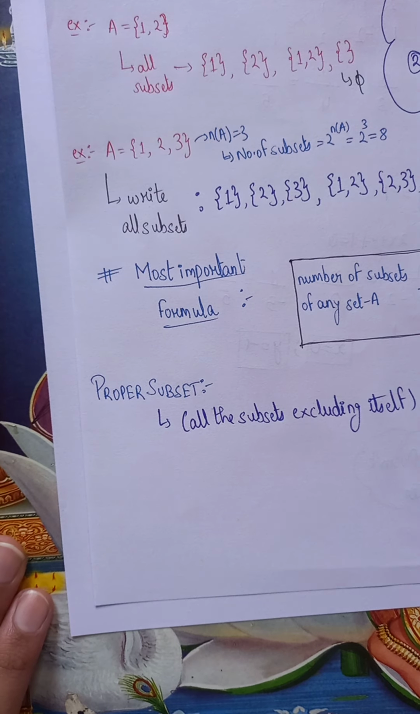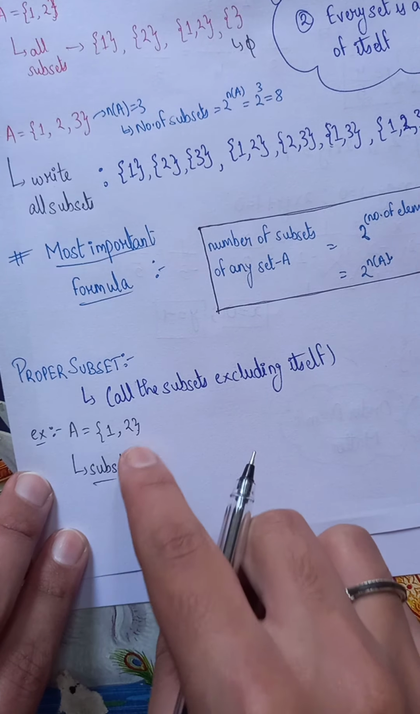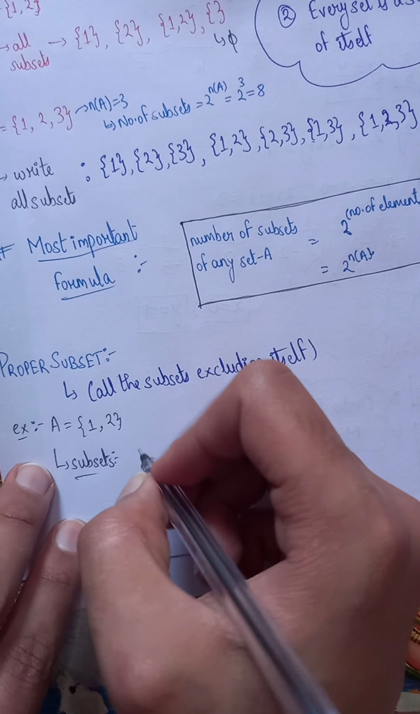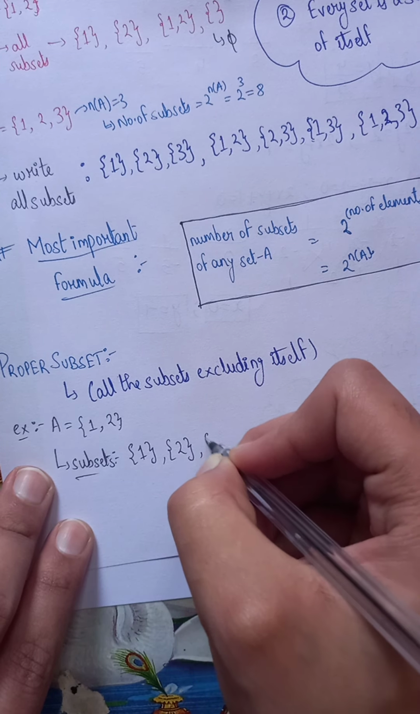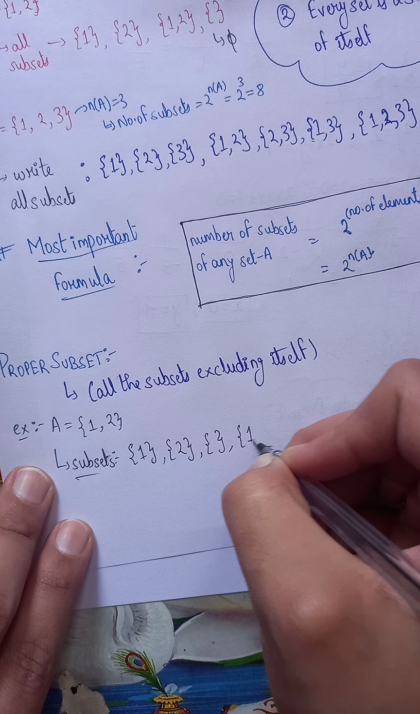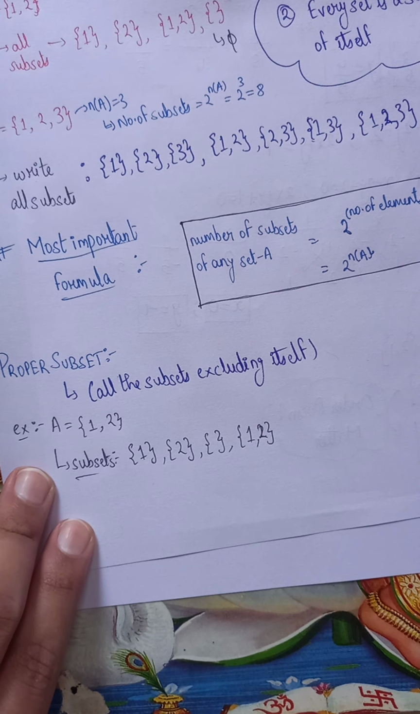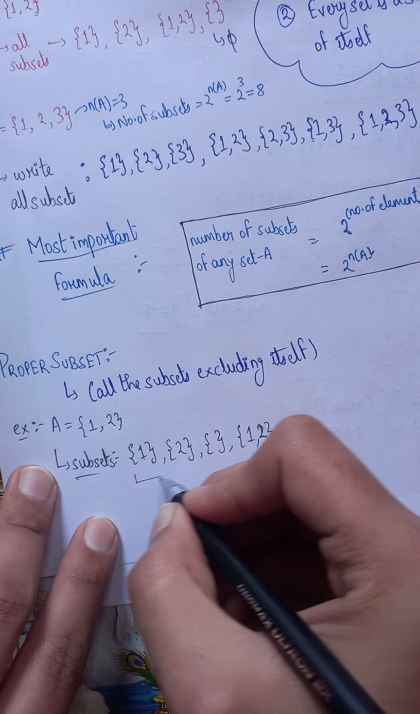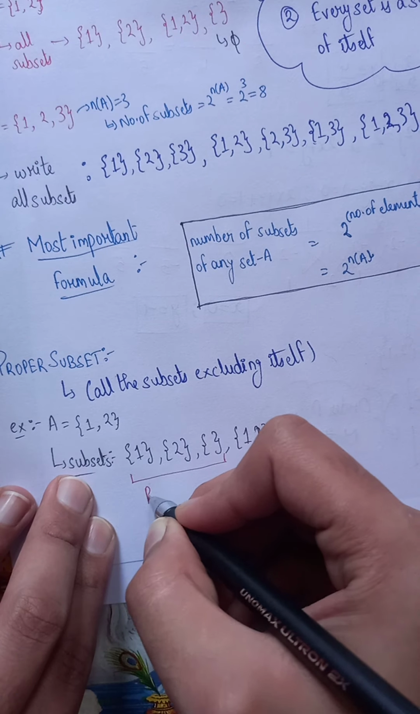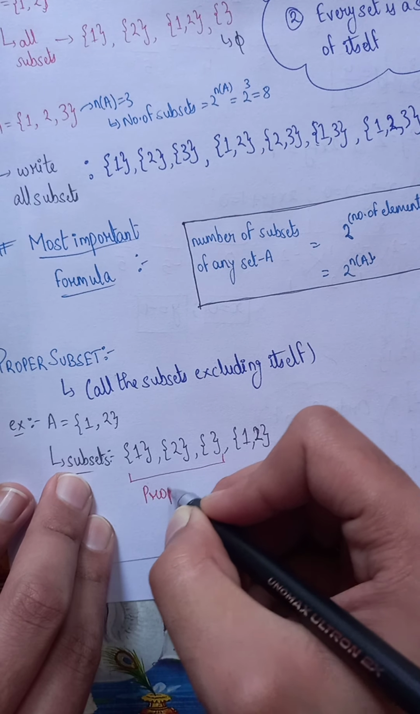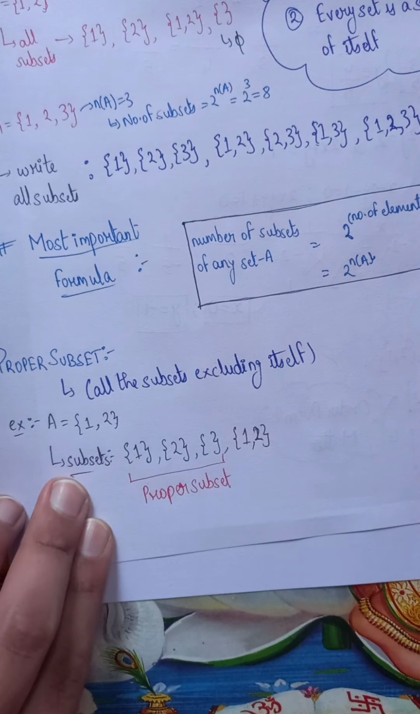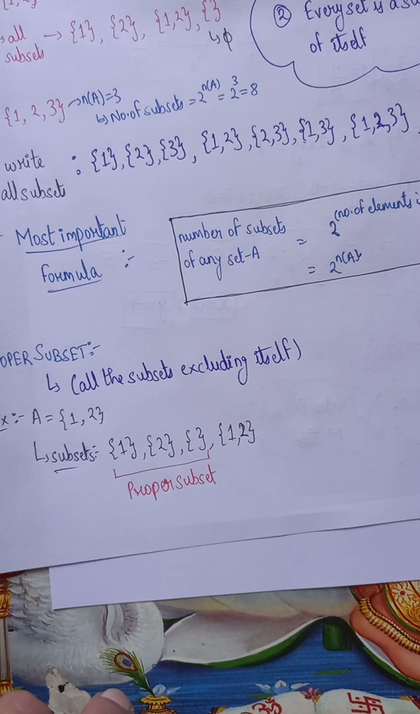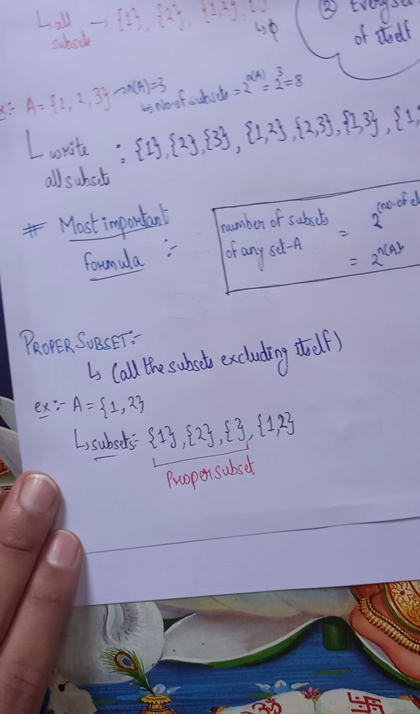So let's do some examples. For this question, if we had to write the subsets, we would write {1}, {2}, an empty set, and then itself. So these are the subsets, whereas proper subset means excluding itself. So these three come under proper subset for this set.